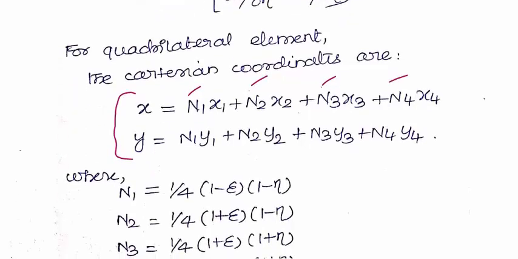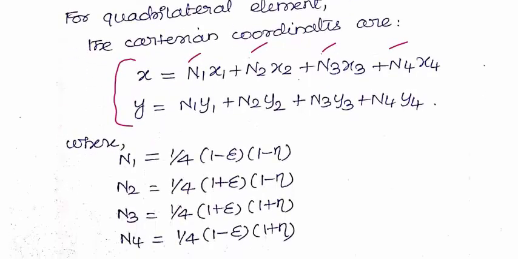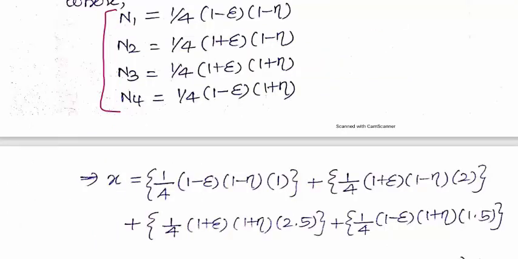So the shape functions formula for an isoparametric element are known to be n1 is equal to 1 by 4 into 1 minus epsilon 1 minus eta, n2 is 1 by 4 into 1 plus epsilon 1 minus eta, n3 is 1 by 4 into 1 plus epsilon 1 plus eta, and n4 is 1 by 4 into 1 minus epsilon 1 plus eta. Here epsilon and eta values are not given in the problem, so we can substitute the shape functions values like this itself.